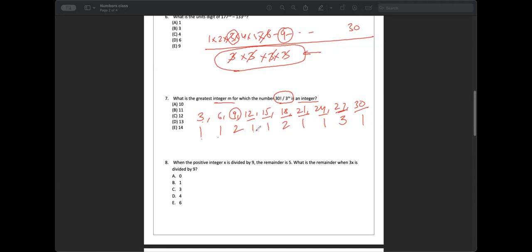1, 2, 4, 5, 6, 8, 9, 10, 13, 14. So we can have up to 14 3s, 3 raised to power 14. And all those will get cancelled with the numerator, which is 30 factorial. Okay.